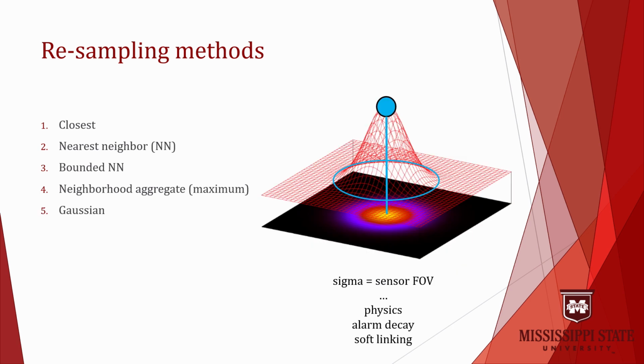The next resampling technique we'll go through is the Gaussian. This is where we'll take each of the discrete points that we have, and we'll just put a Gaussian halo around it. And that Gaussian halo can be interpreted different ways. We'll have the sigma that governs the halo, and that can be interpreted as your field of view of the sensor, or since we're returning confidence values from the pre-screener, it can be like alarm decay. So we're real confident at the peak of the Gaussian, but as we go out, we're not as confident as a hit location.